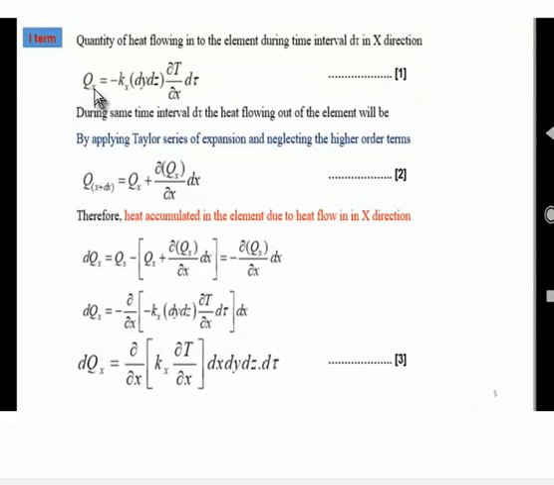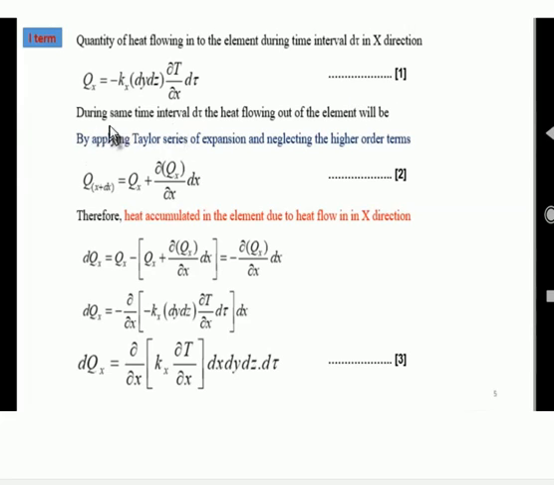Qx is the heat conduction equation in the x direction, that is minus Kx, where Kx is the thermal conductivity in the x direction. Dy and dz together are the area. We know the equation Q is equal to minus K A dT by dx, so the same equation applies here: Qx is equal to minus Kx dy dz dou t by dou x into d tau. We consider that equation number 1.